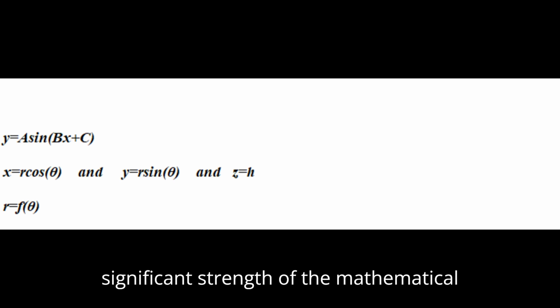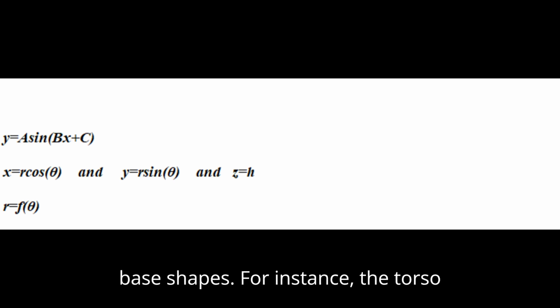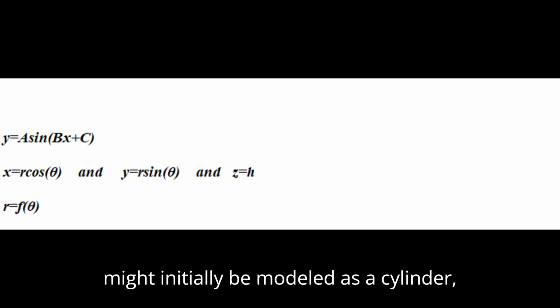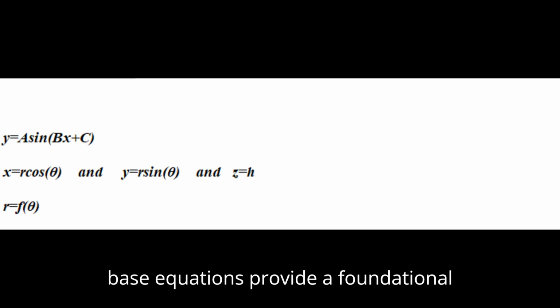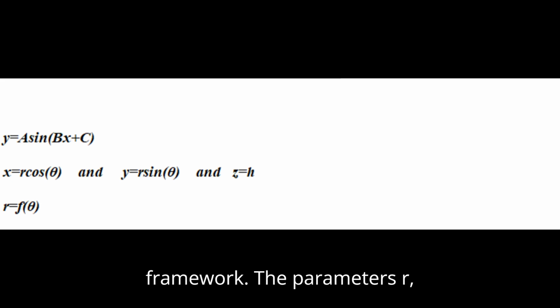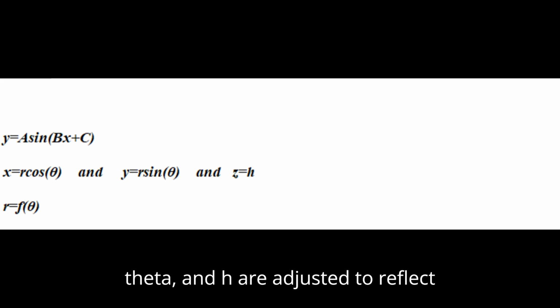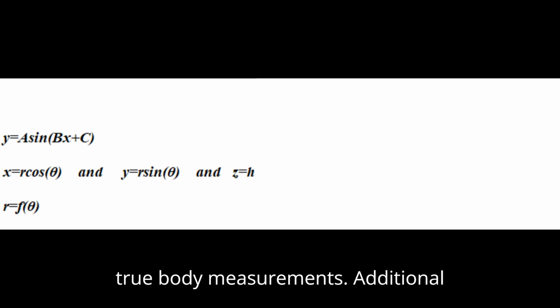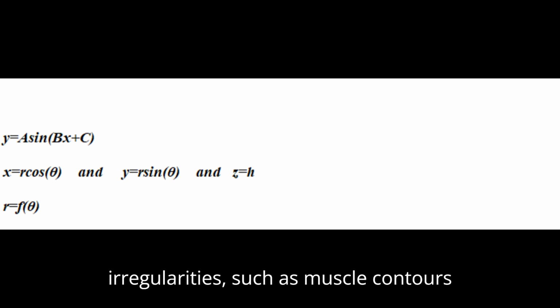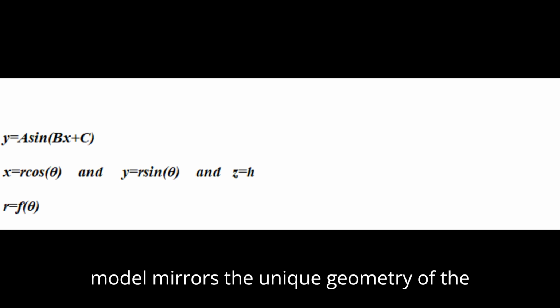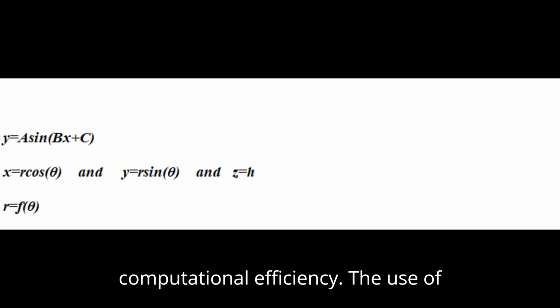A significant strength of the mathematical approach lies in starting with simple base shapes. For instance, the torso might initially be modeled as a cylinder, and limbs as truncated cones. These base equations provide a foundational framework. The parameters, r, theta, and h, are adjusted to reflect true body measurements. Additional functions are overlaid to account for irregularities, such as muscle contours or joint protrusions. This stepwise refinement ensures that the final digital model mirrors the unique geometry of the individual while maintaining computational efficiency.